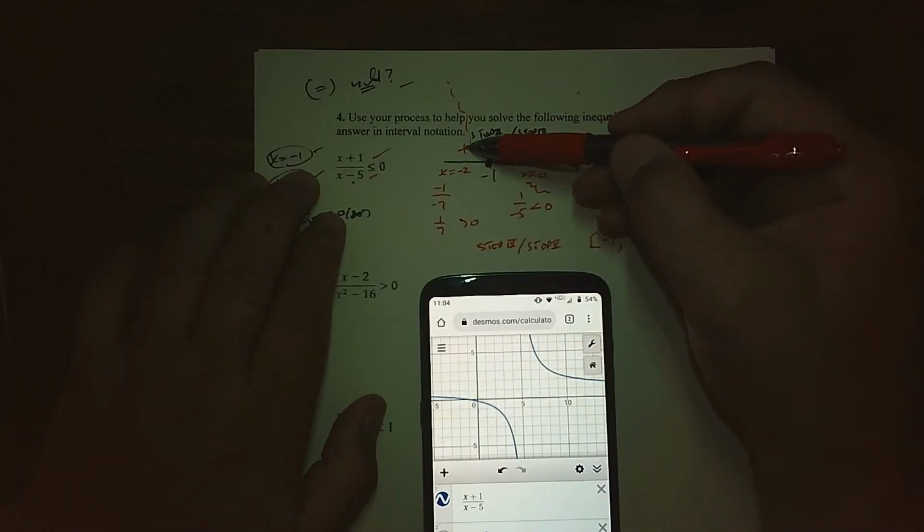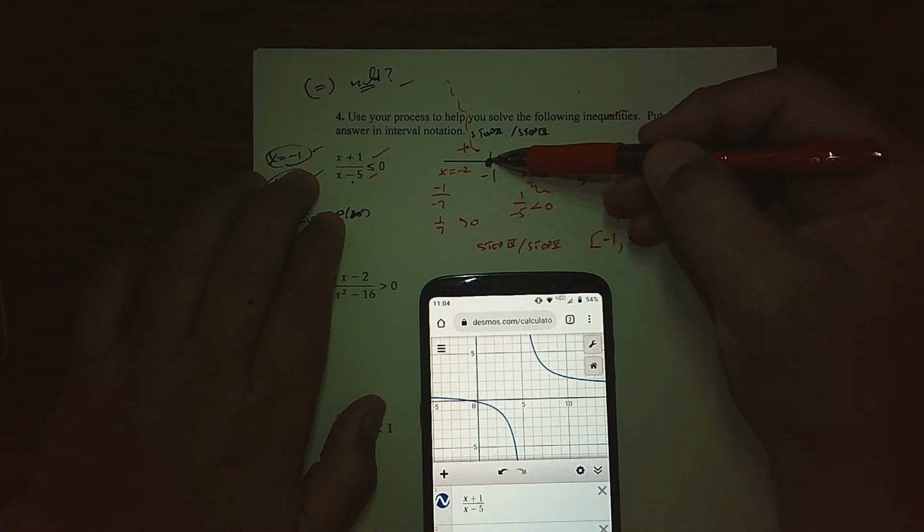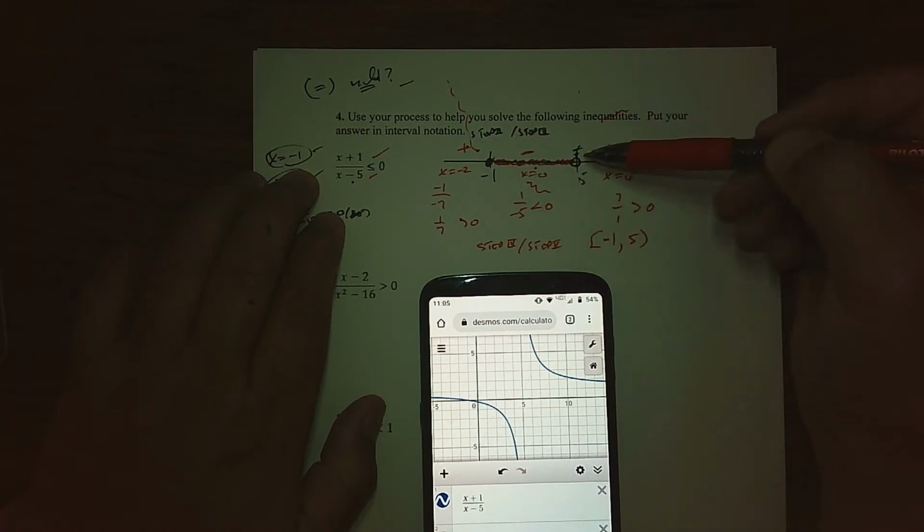In this region, we're above the x-axis, we're crossing the x-axis, we're below the x-axis, we hit an asymptote, and then we go through a sign change.